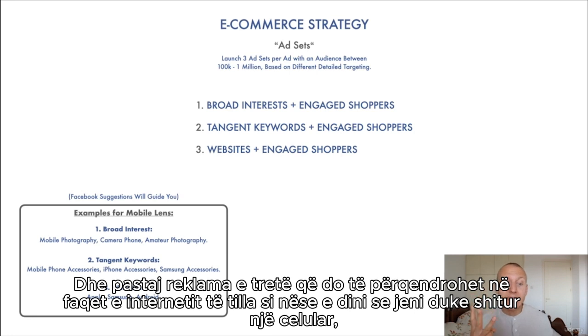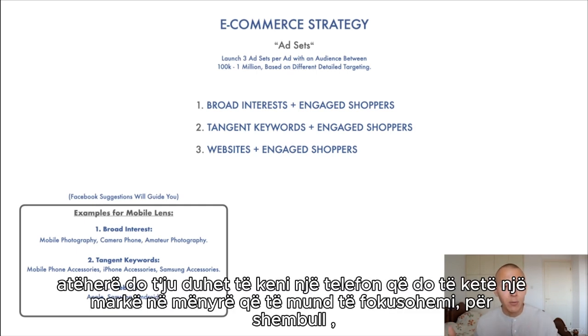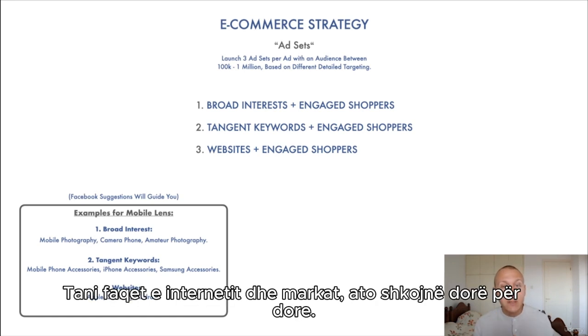And then the third ad set is going to focus on websites, such as if you know that you're selling a mobile lens, then you're going to need to have a phone that's going to have a brand. So we can focus on, for example, Apple, Samsung, or Android. Now, websites and brands, they go hand in hand, right?